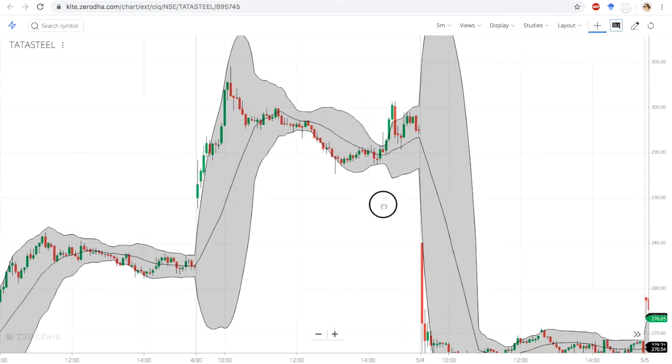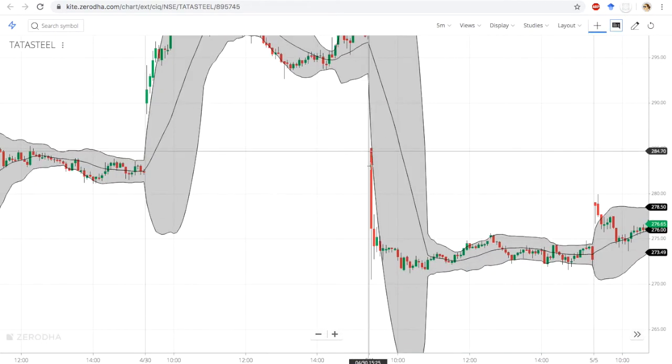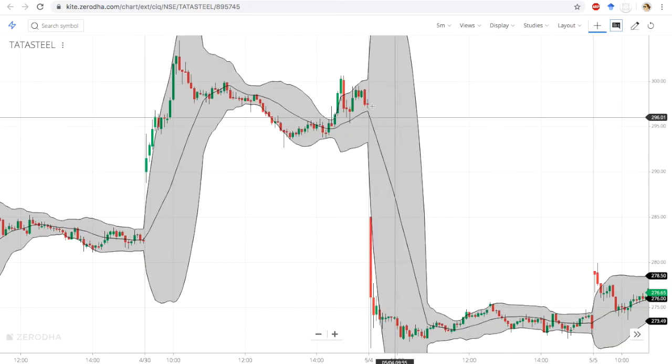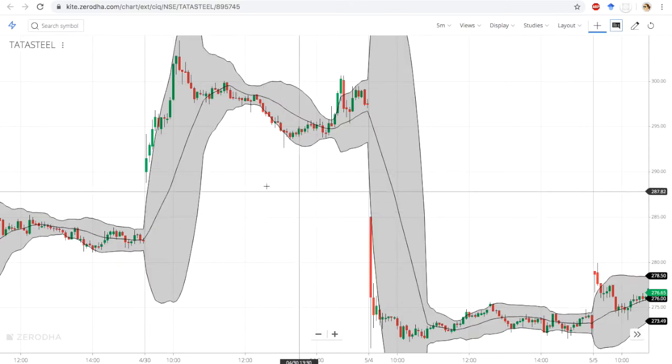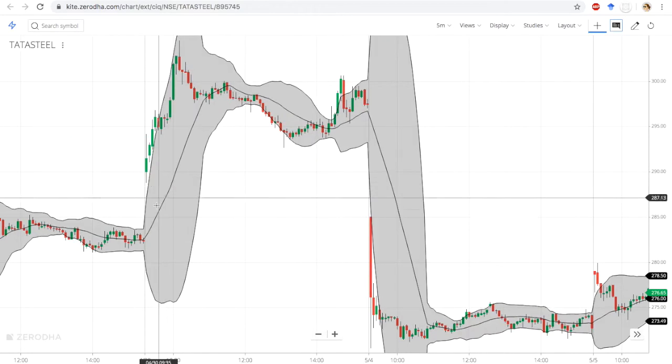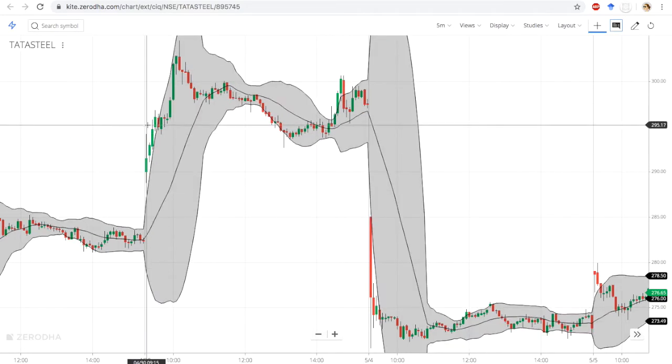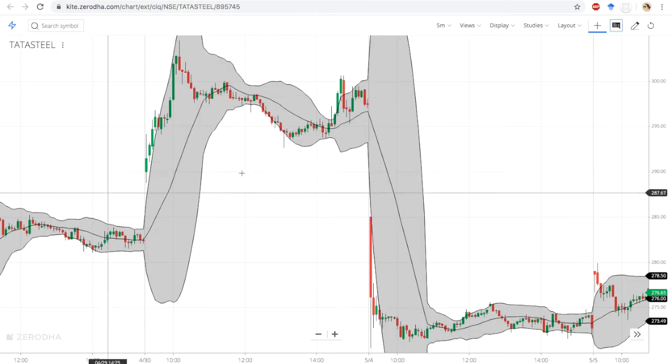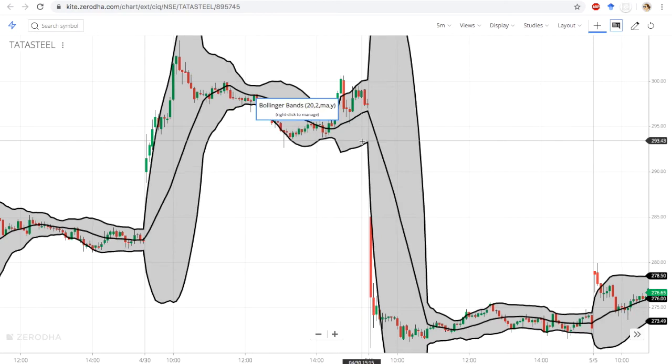Okay, and we have to look for a selling opportunity when the price closes below the Bollinger Band and we have an expansion in the Bollinger Band. So this is the both case. Here you have to buy the stock, here you have to sell the stock. In both cases we have a Bollinger expansion.